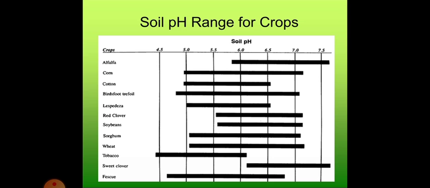This figure shows the soil pH range for crops. Different crops have different soil pH.